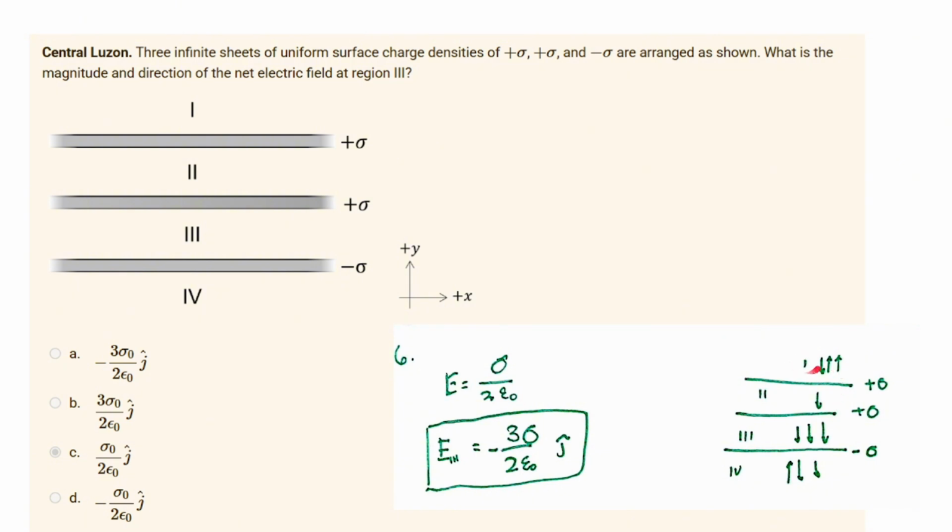At region 1, this pushes, this pulls. In region 2, these two cancel each other out, and there's only one pull. At region 3, which is what we're looking for, this one pushes down, this one pushes down, and this one pulls down. So it's 3 down, so negative 3. But the actual electric field equation is sigma over 2 epsilon naught, and since there are 3 of them going down, it's negative 3 sigma over 2 epsilon naught j hat.